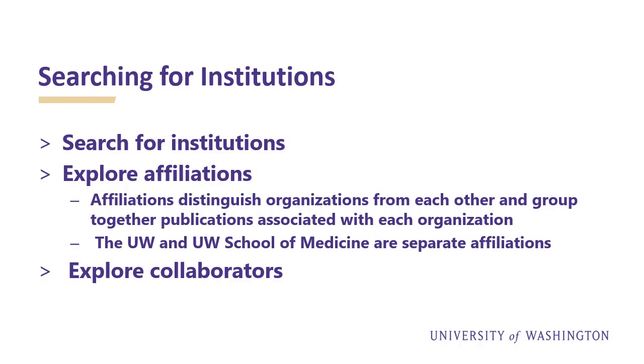You can search for institutions much like searching for authors. You can explore affiliations, which distinguish organizations from each other, and group publications together that are associated with each organization. For example, the University of Washington and the University of Washington School of Medicine are separate affiliations. You can also explore collaborators, which are other institutions that publish research together.